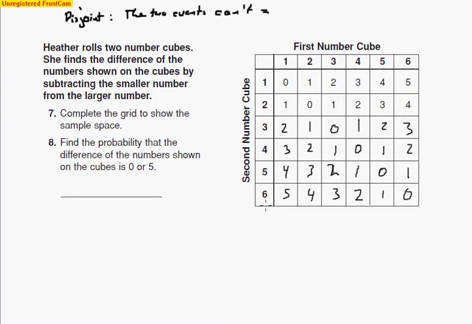Let's see if that is right. We'll start with this one here. 6 minus 3 is 3. 6 minus 4 is 2. 6 minus 5 is 1. And yes, 6 minus 6 is 0. So it does end up working out. You can see the pattern that's developed.